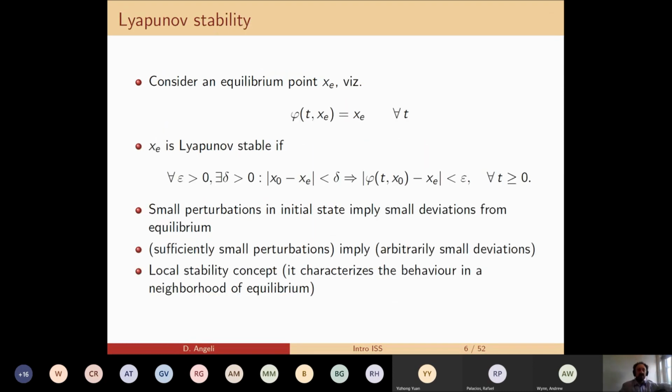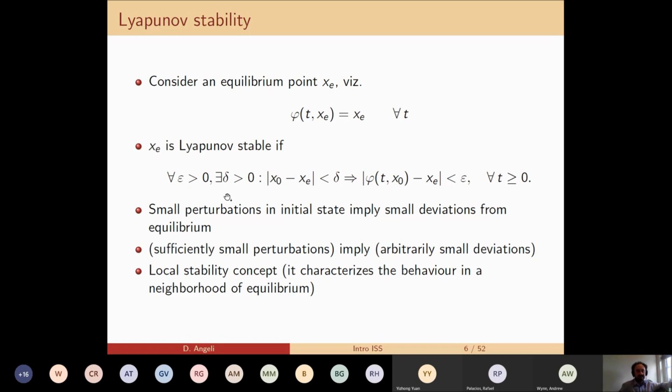So, going a little bit more in the details of these definitions, because it will be helpful also for the definition of input-to-state stability. One could, for instance, specialize the notion of Lyapunov stability to the simplest possible case, which is the case of a nominal solution, which is an equilibrium point. So a point xe such that the corresponding solution phi t xe is equal to xe for all times. And then we can say that this point is Lyapunov stable if this implication holds.